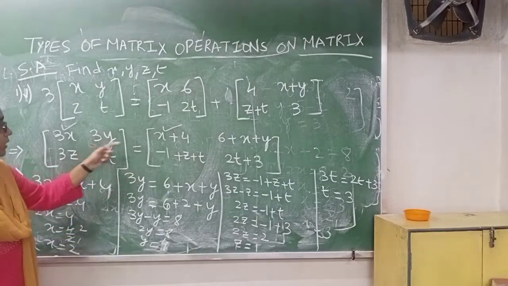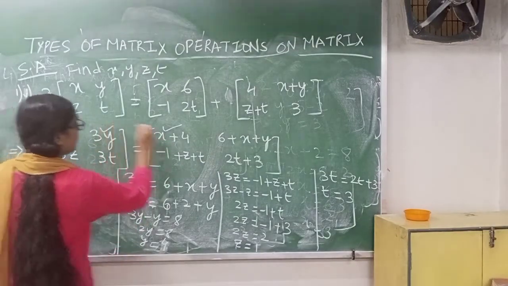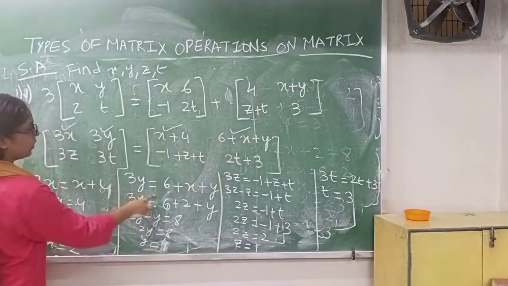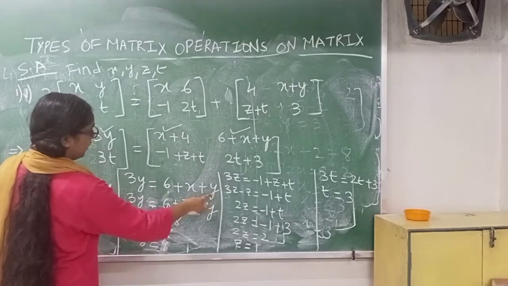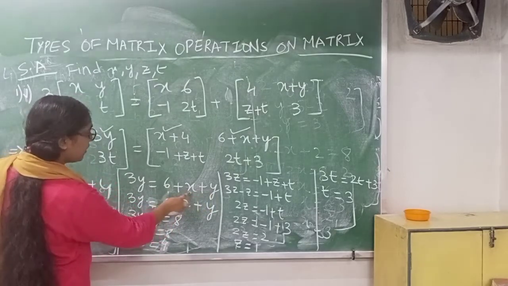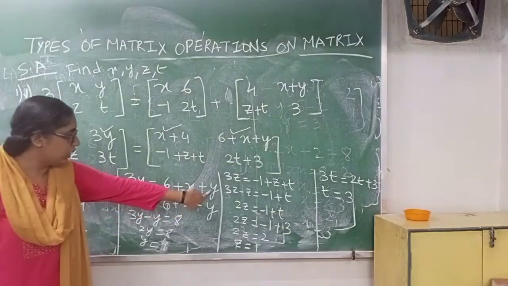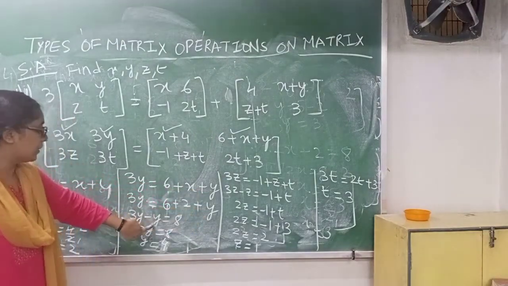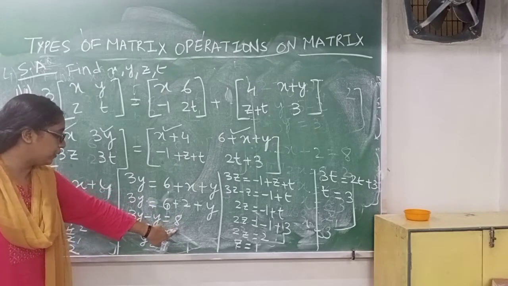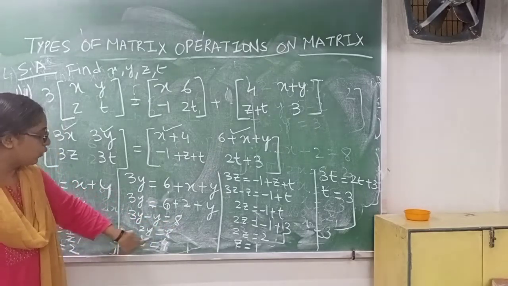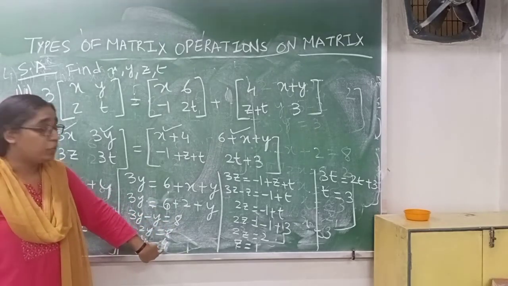Now second element with second element, this one with this one. 3y equals 6 plus x plus y. Now we can put the x value we got here, x equals 2, and this plus y can come, it will become minus y, 6 plus 2 will give you 8, so 2y equals 8 and y value will be 4, okay.